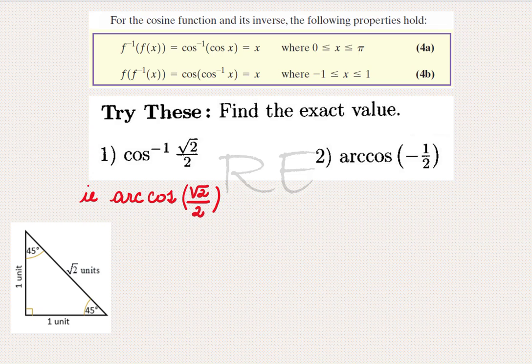Looking at the reference triangle, that arc is pi over 4, and it's located in the first quadrant between 0 and pi. Inverse cosine of square root of 2 over 2 is equal to pi over 4 or 45 degrees.